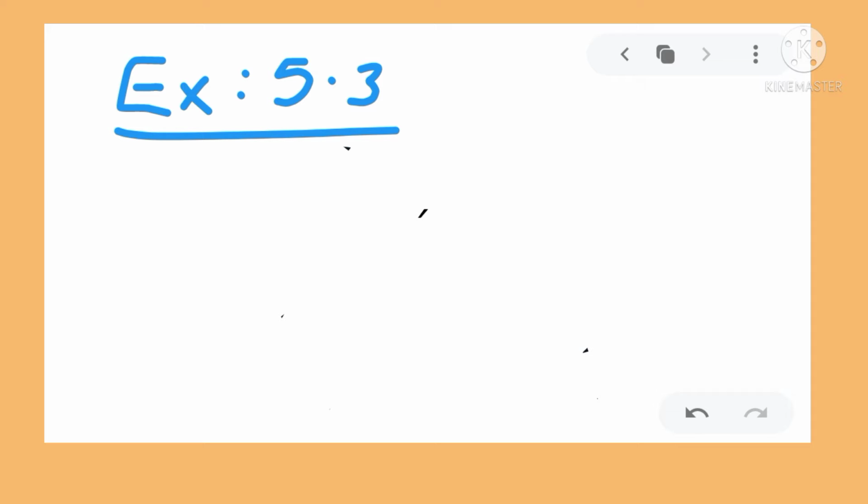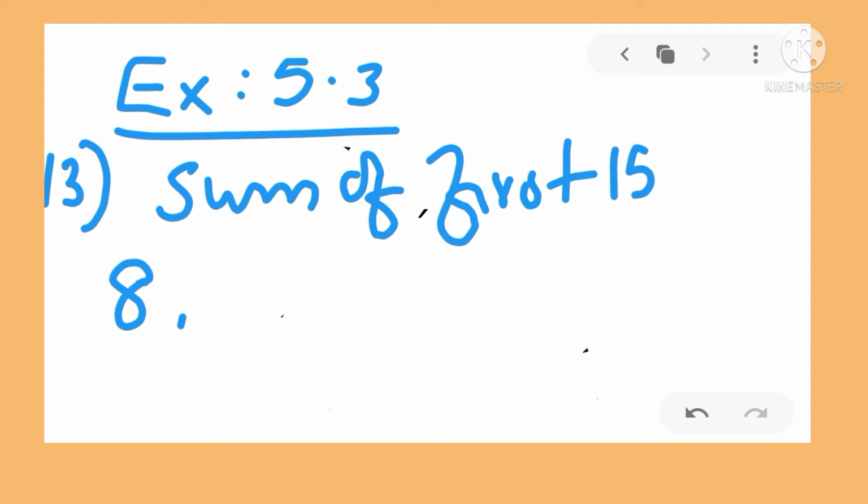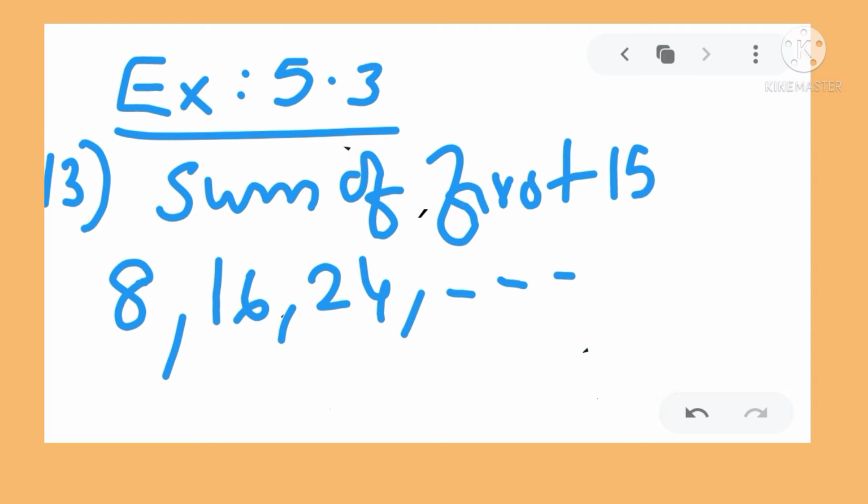So here, question number 13: find the sum of the first 15 multiples of 8. First 15 multiples of 8. So here we know that the first multiple is 8, then 16, 24, etc.